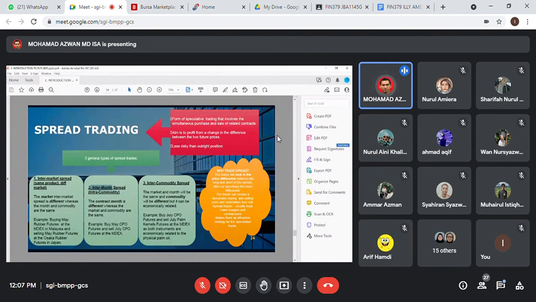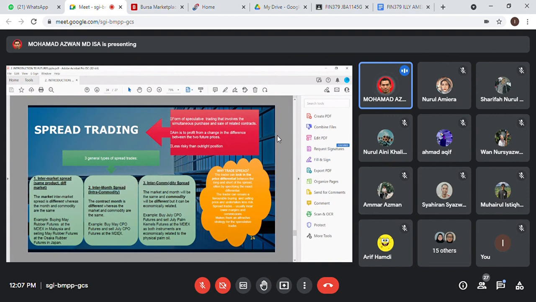Okay, if you expect FKLI for November to increase, then you buy the November contract. And at the same time you sell the December contract, which you expect the price to decrease. Okay, that's how you spread the risk between the two contract months, or intermonth. This is also called intra commodity.